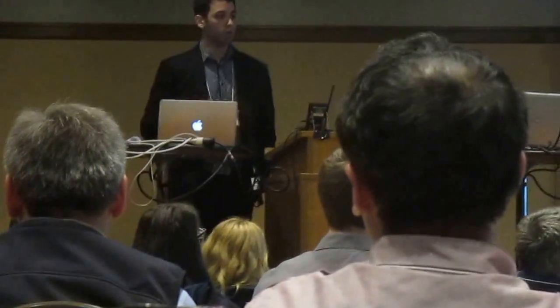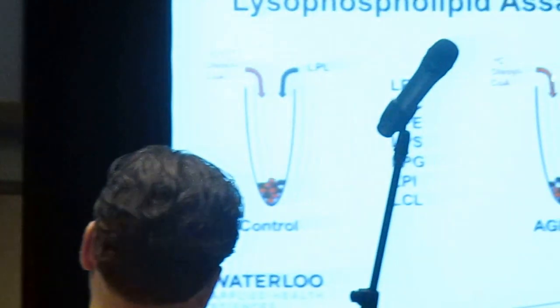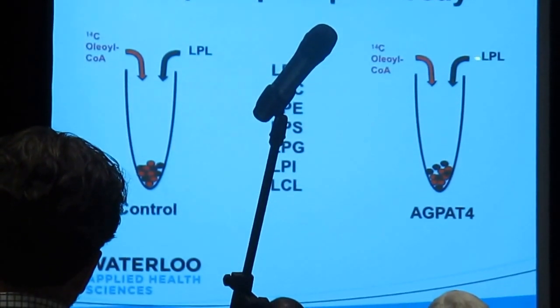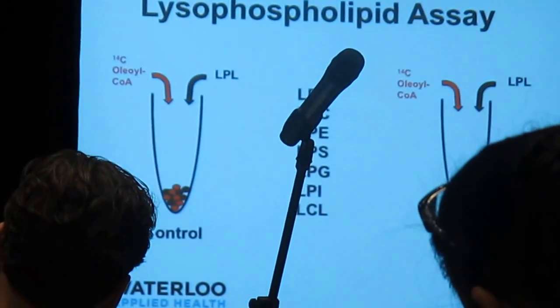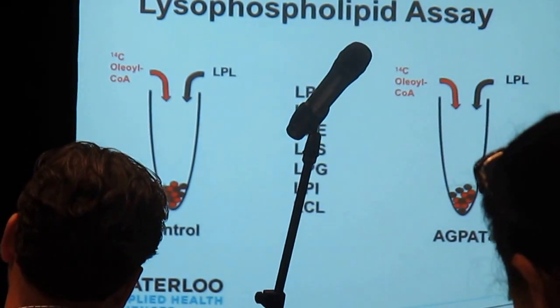And so to test what AGPAT4 was producing, what type of phospholipid it was making, we set up an assay where we had a control group and an AGPAT4 group. To each of these groups, we added a radiolabeled fatty acid, radiolabeled oleoyl-CoA, as well as a lysophospholipid. And we can see here the different lysophospholipids that we tried out. We ran this assay and then extracted the lipids, ran them on thin layer chromatography, and then exposed that onto film, and that's what we're seeing in this image.